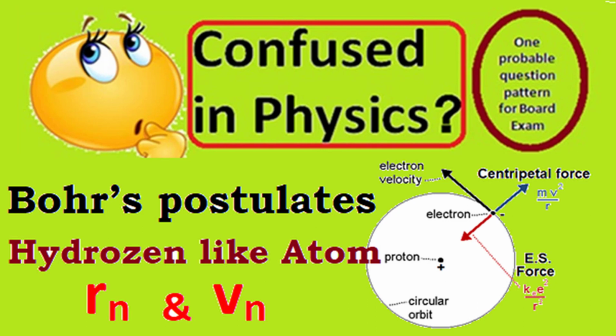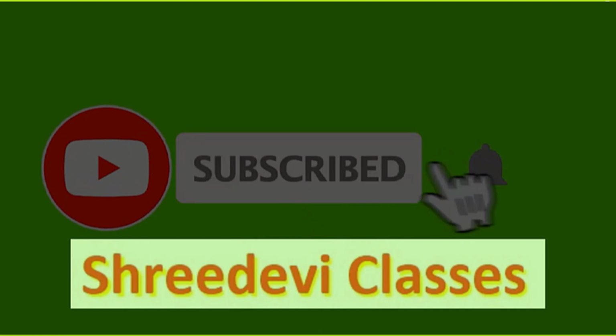Today in our class 12th physics playlist, we'll understand Bohr postulates and how they explain hydrogen-like atom, and we'll also derive radius of nth orbit and velocity of electron in nth orbit for hydrogen-like atom. So let's start and remove all our doubt and confusions regarding Bohr postulates used to explain hydrogen-like atom.